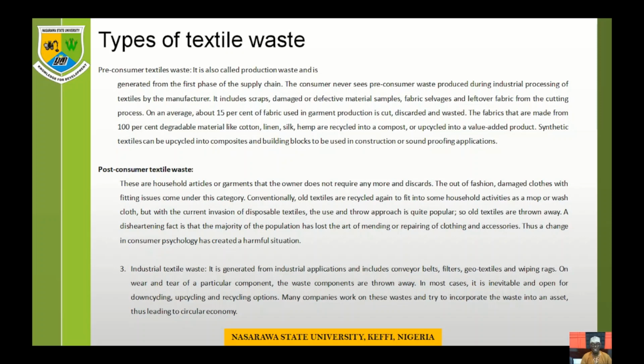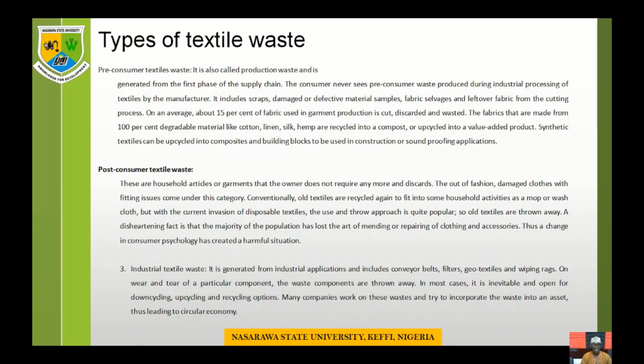But with the current invasion of disposable textiles, the use and throw approach is quite popular. So all textiles are thrown away. A disheartening fact is that the majority of the population has lost the art of mending or repairing of clothing and accessories. Thus, a change in consumer psychology has created a harmful situation.